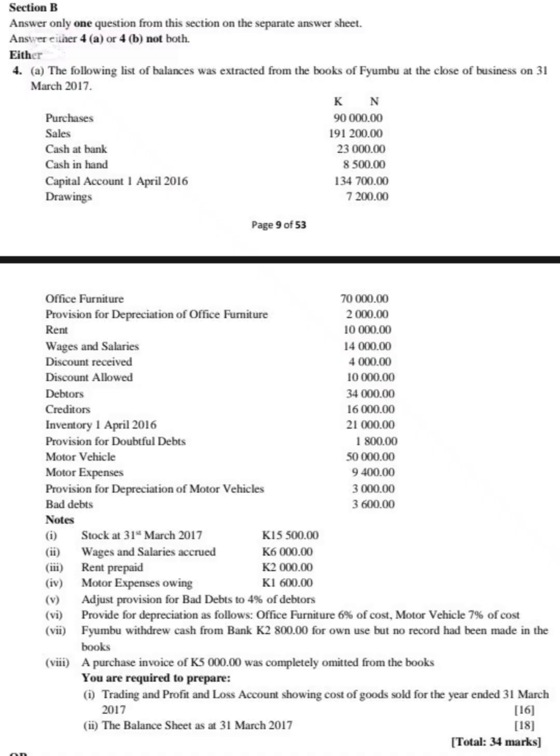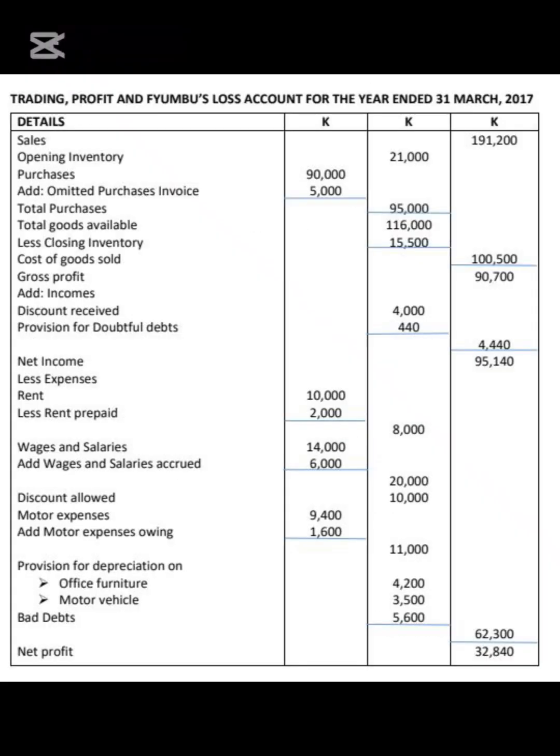So 2016 is much behind than 2017, meaning that 2016 is the opening stock, then the 2017 is the closing stock. And the other thing that you should know is that the closing stock is found in the adjustments, the notes, and the opening stock is found in the list of balances. So this is what you should know. So we reduce the cost of goods available by 15,000, which is our closing stock, giving us 100,500 as our cost of goods sold.